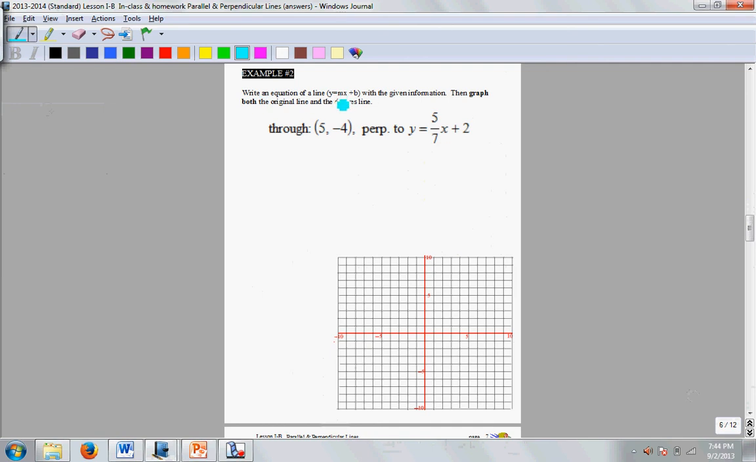Here it says write an equation of a line, y equals mx plus b, with the given information, the graph, both the original and the derived line. So this time we want it to be perpendicular to this line and goes through that point. So let's write out our understanding of what we know about perpendicular lines. We know slope times slope equals -1. You want to write that down?